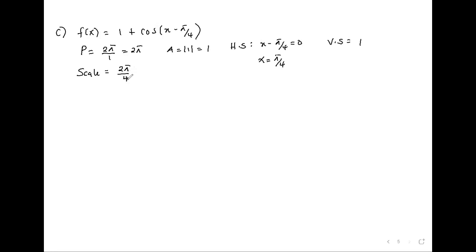How did you find the period? So the formula is 2 pi over b, where b is the coefficient of this x inside here. That coefficient there is 1. As you can see, we have 1x.